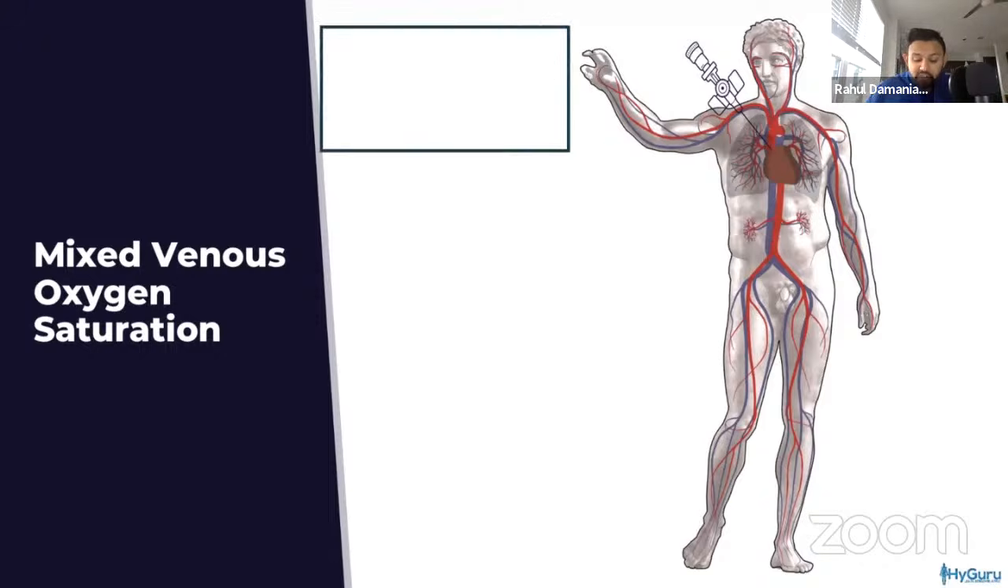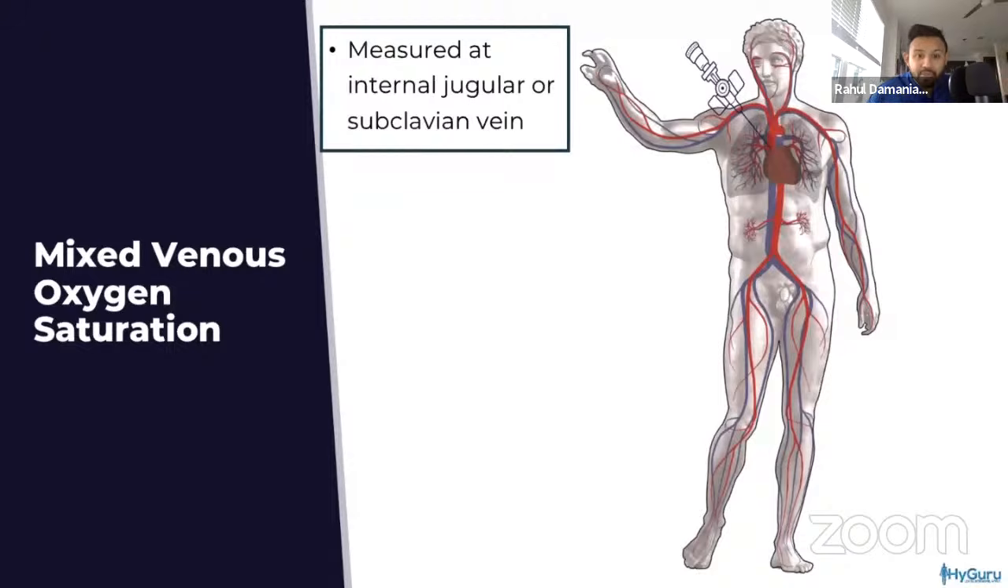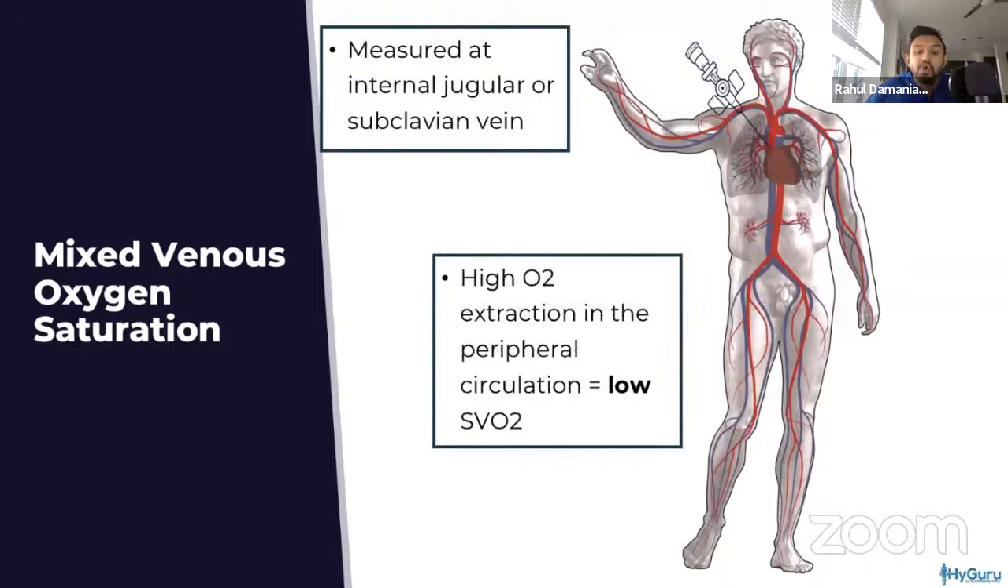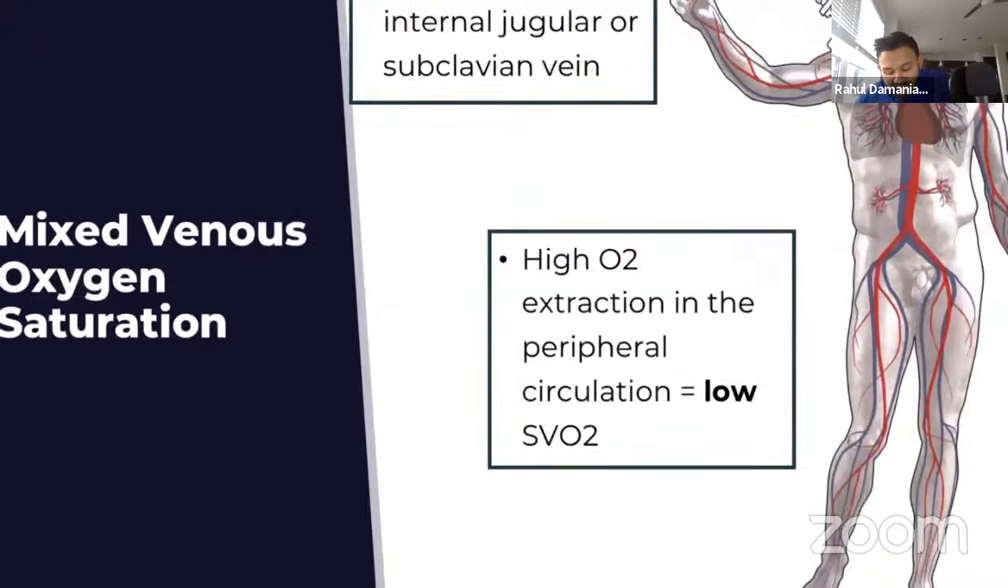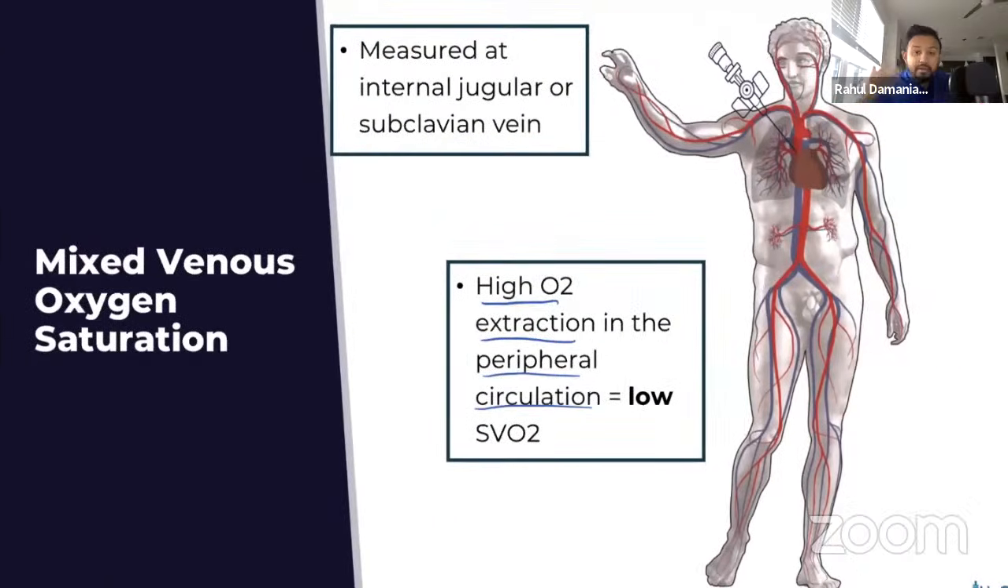And what we note here is that the mixed venous oxygen saturation is usually measured by a catheter at the internal jugular or subclavian vein, and it is a surrogate for oxygen extraction, such that, especially in times of shock, if you have high O2 extraction in the peripheral circulation, i.e., you have increased metabolic demand, you are going to have a low mixed venous oxygen saturation within the SVC or internal jugular region.